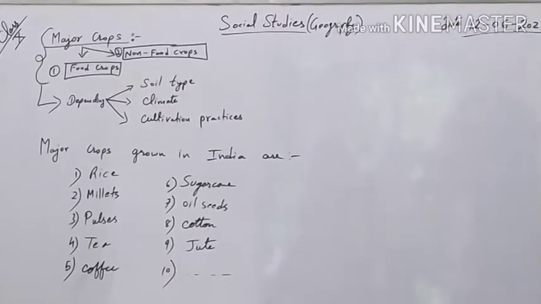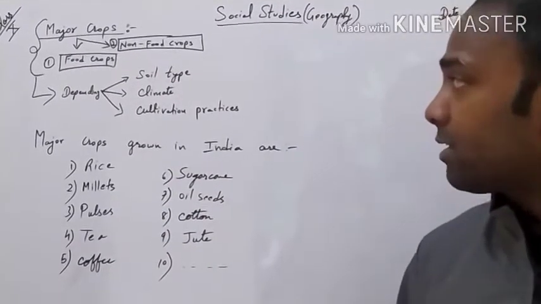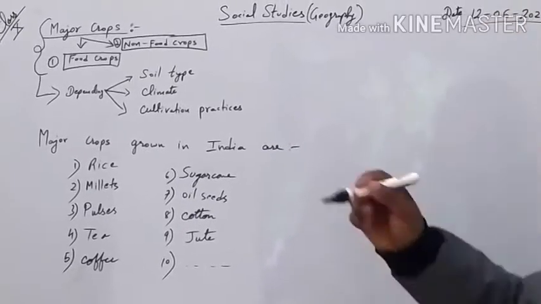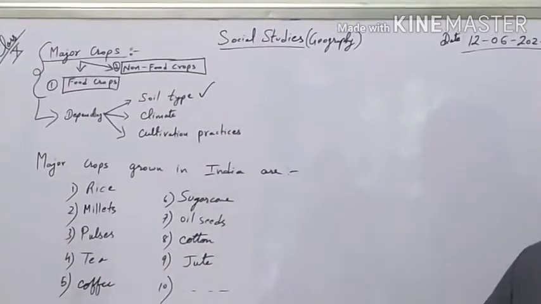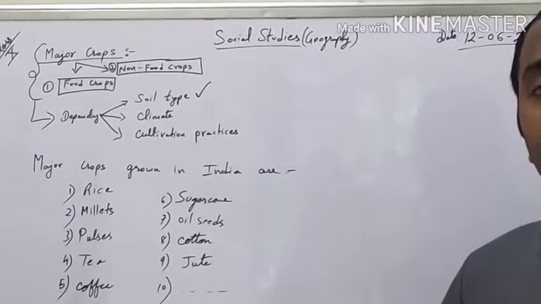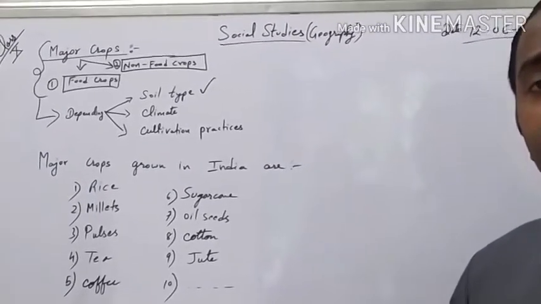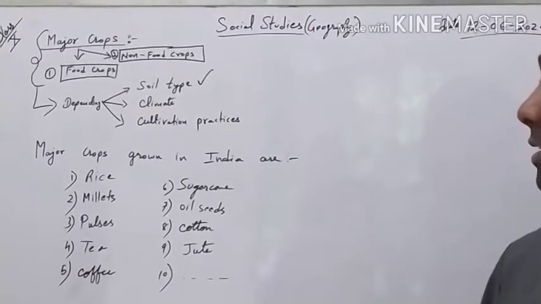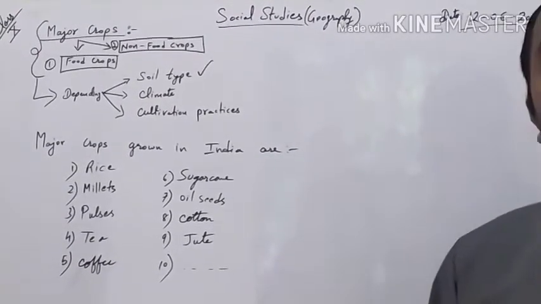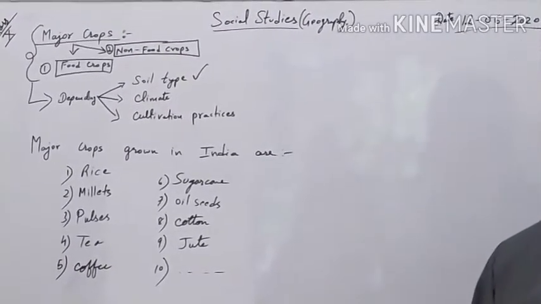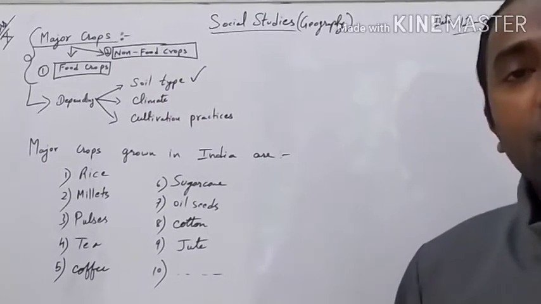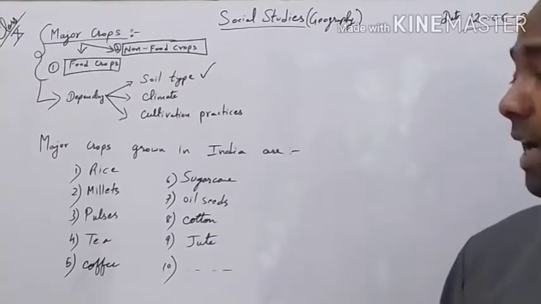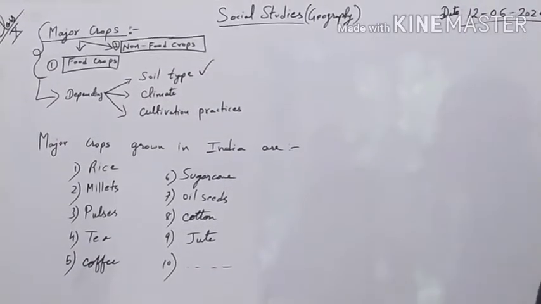So let us start. Now, the growing of these crops depends upon three factors. The first is soil type. The soil type all over the country is not the same. For example, in the Deccan region they have black soil that is very good for growing cotton, whereas in the northern plain there are good deposits of alluvial soil that is good for growing a variety of crops. We have already discussed this.